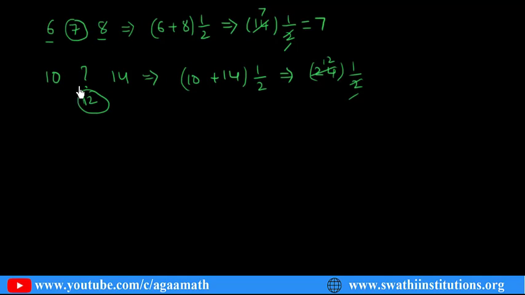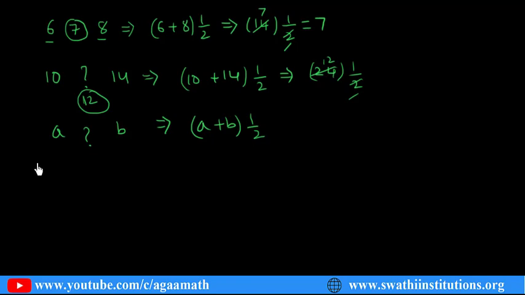So whenever we want to find a number that lies between two rational numbers, we add them and multiply with 1 by 2. Similarly, if A and B are two rational numbers, how to find a rational number that lies between A and B? Very simple. It is A plus B of 1 by 2. So this is the way to find a rational number between two given rational numbers. Right?